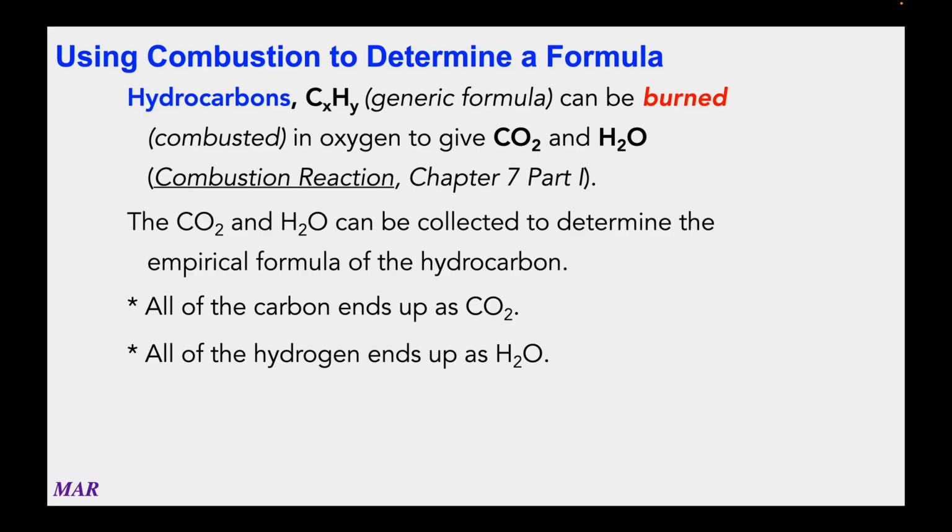Another method that's used to find a formula, especially in organic chemistry, is called combustion. In combustion, which we'll look at more in the next section, Chapter 7, Part 1, you're taking a hydrocarbon, which is a compound with only carbon and hydrogen, at least usually. You burn it in O2, and you end up with CO2 and water. If you collect the CO2 and water, you can then back calculate how many carbon moles and how many hydrogen moles you have to find the formula. But you have to remember that all the carbon ends up as CO2 and all of the hydrogen ends up as water.